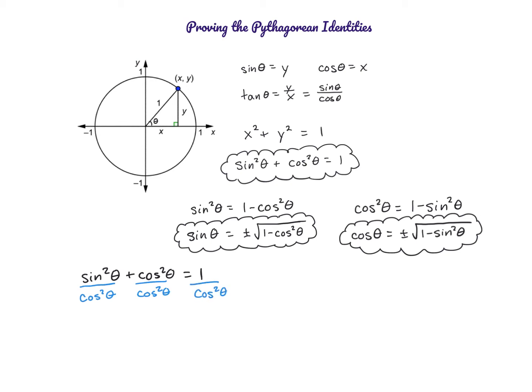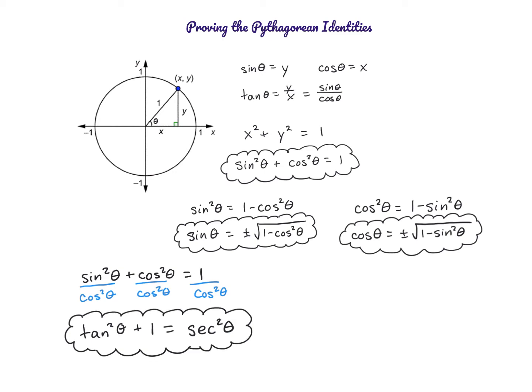Well, we know that sine over cosine is tangent, so that means that sine squared over cosine squared is simply tangent squared. And anything divided by itself is 1. And here, this is the reciprocal. 1 over cosine squared will be the reciprocal function, and the reciprocal function of cosine is secant. So this actually just becomes secant squared theta. So this is another one of our Pythagorean identities.